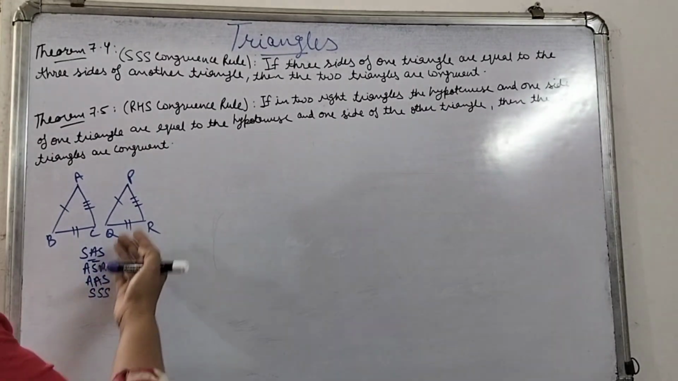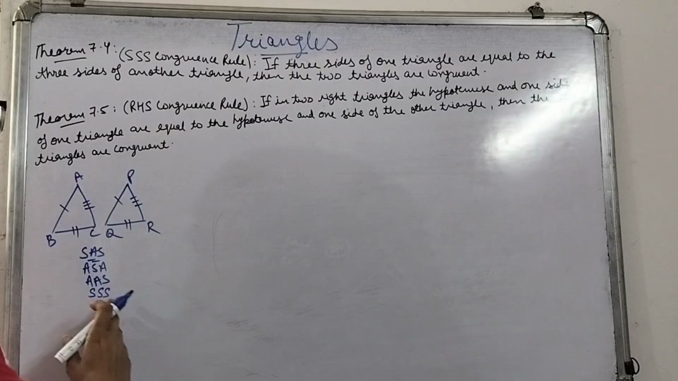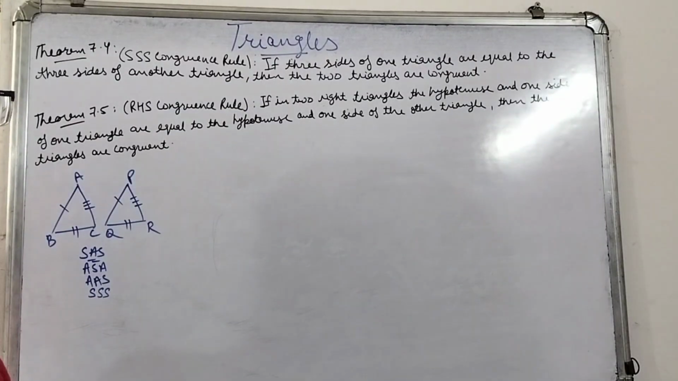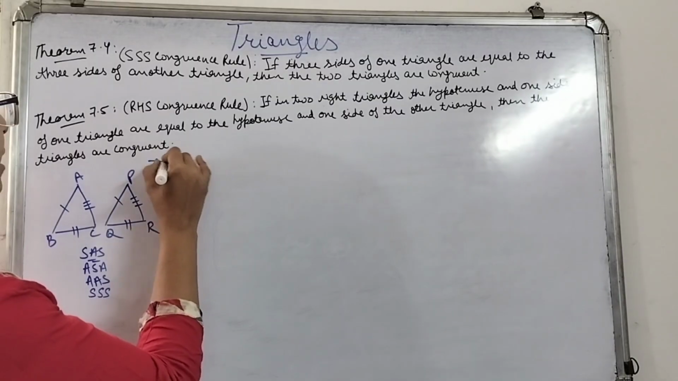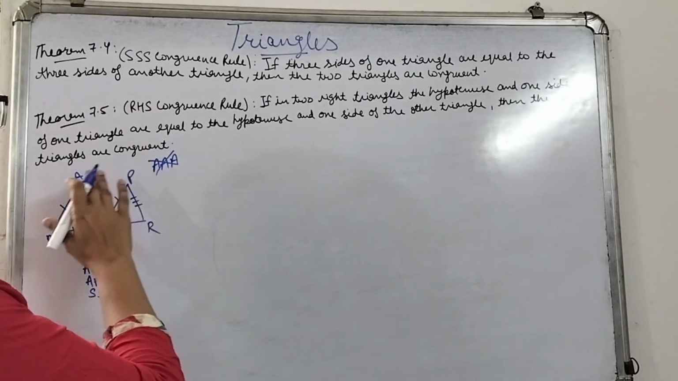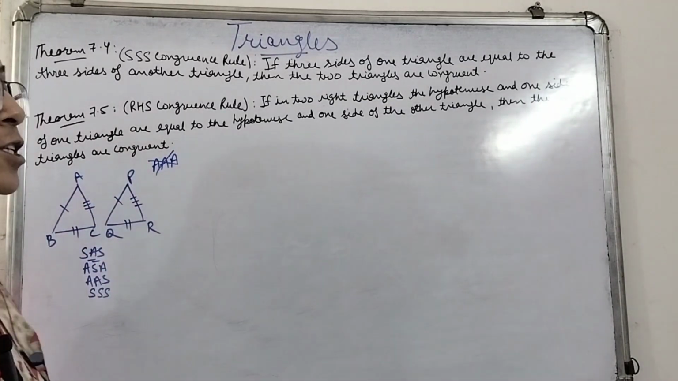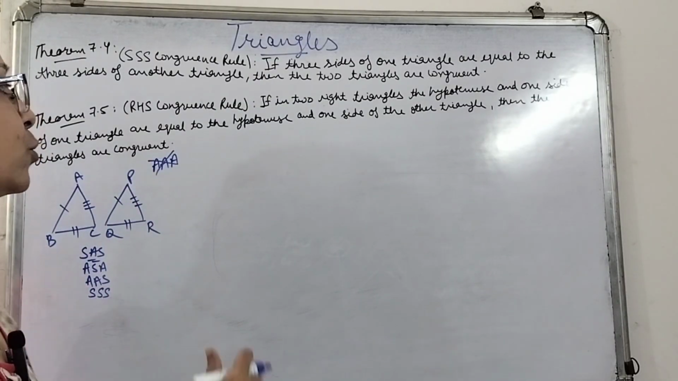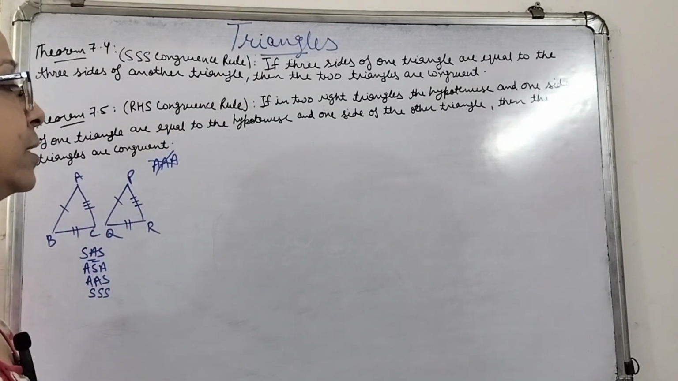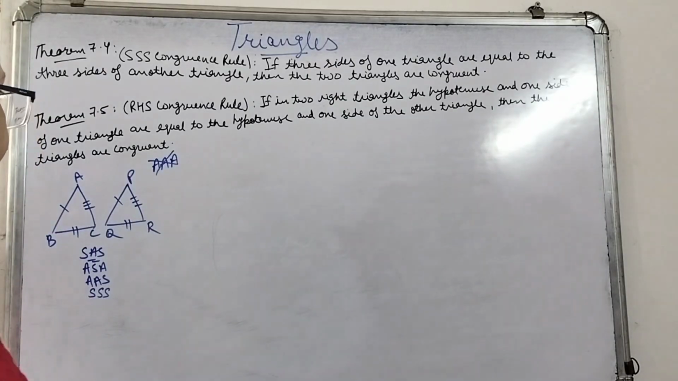Another criterion is SSS congruency, that is the side congruency. But as we have already discussed, AAA congruency does not work. If all three angles of one triangle are equal to three angles of the other triangle, then they will not always be congruent. So we are not going to consider this as a criterion for congruency. So it is SSS congruency.